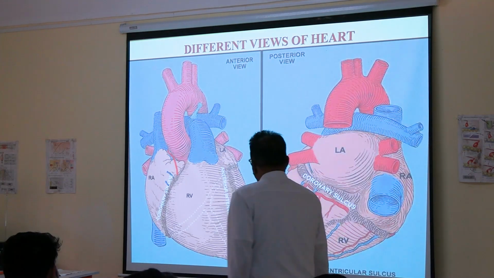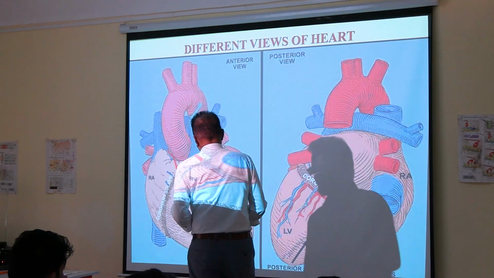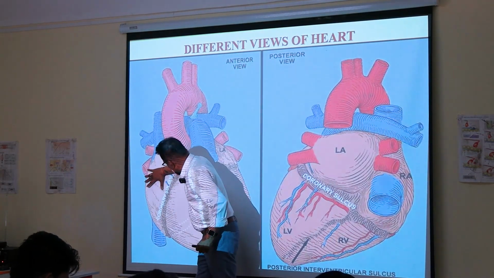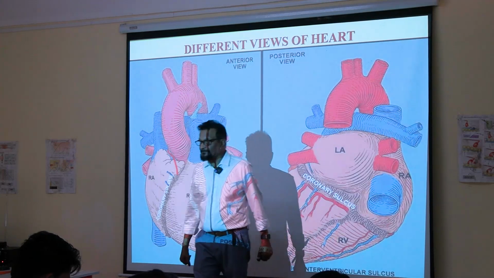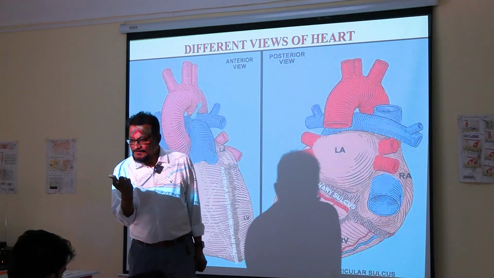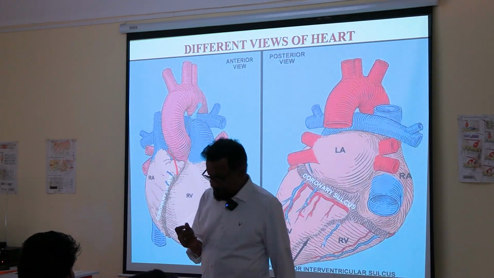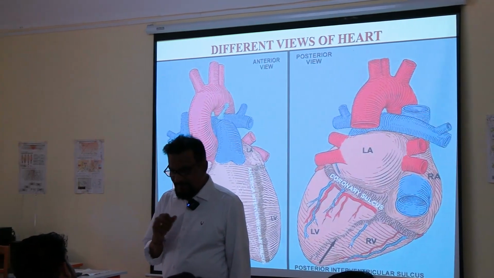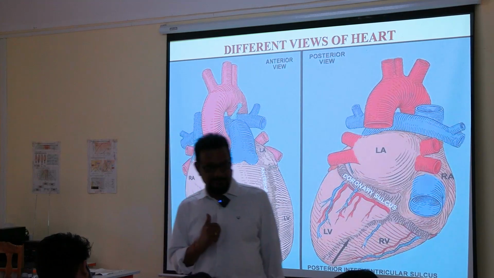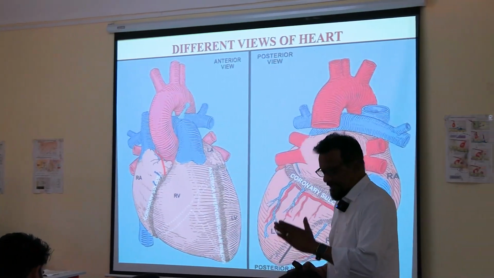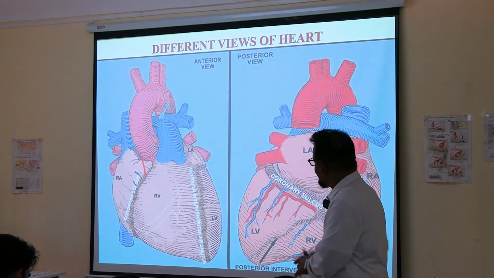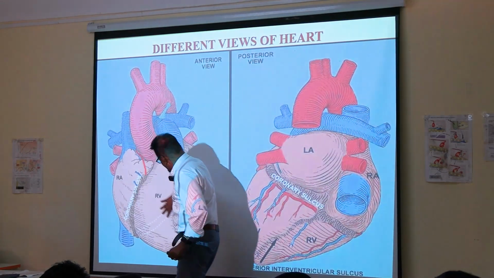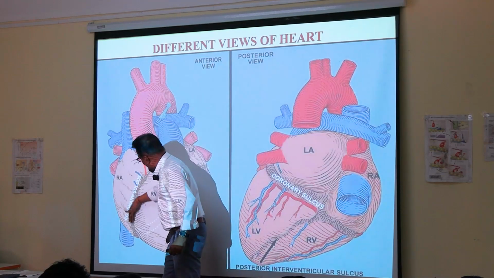Okay? Another thing, from the anterior view, this sulcus divides this part and this part. The sulcus, these are made up of fibrous tissue. And this fibrous tissue actually separates atrium and ventricle. These are the atrium and this is the ventricle. So these are separating these two.